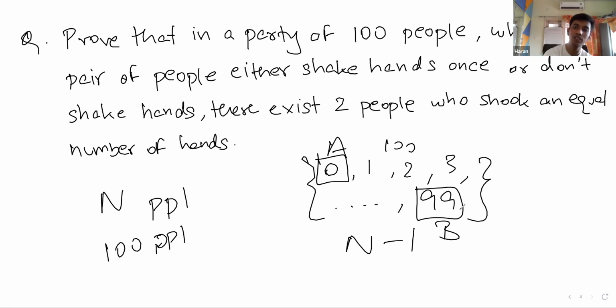So you have removed this worst case. That is the only case where you can have your 100 numbers in your set. So once you've eliminated this case, there can only be a set of at most 99 numbers of handshakes that a person could have done. And now you can apply the pigeonhole principle and say, by the pigeonhole principle, there are two people who have shaken an equal number of hands.